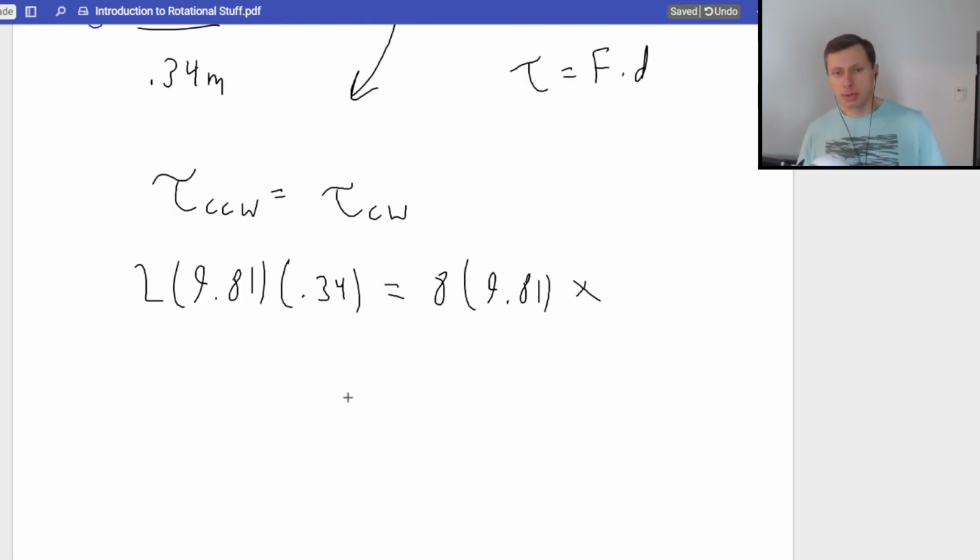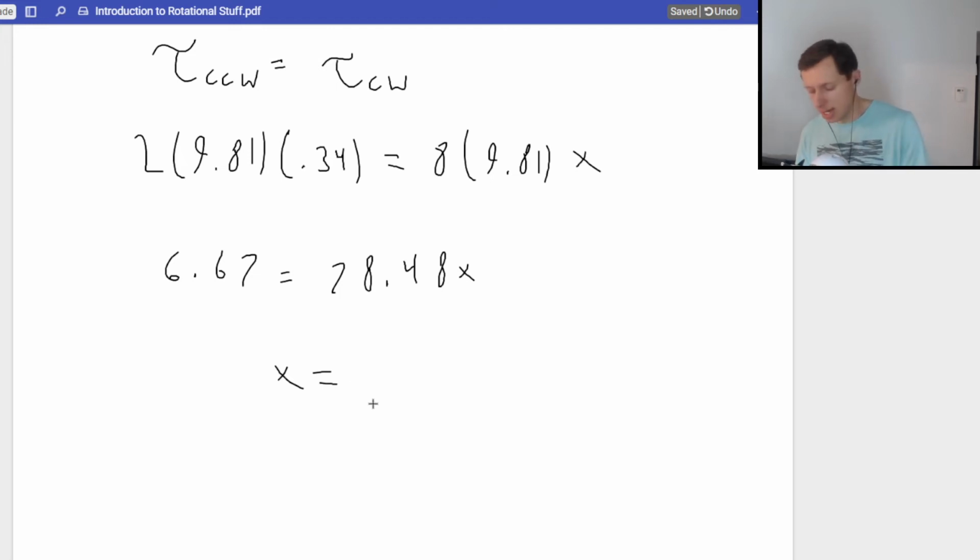So notice here, we pretty much have all the math. I'm just going to say 2 times 9.81 times 0.34 on the left. That's going to give me 6.67, which is equal to 8 times 9.81. That's going to be 78.48 on the right, or 78.48x. Then I just divide both sides by 78.48, and we'll get a final answer of x is 0.085. In other words, this is meters.